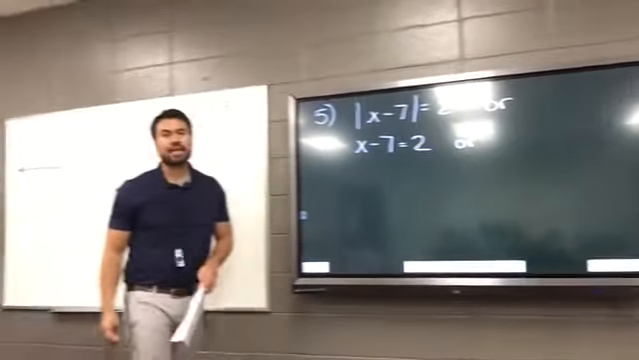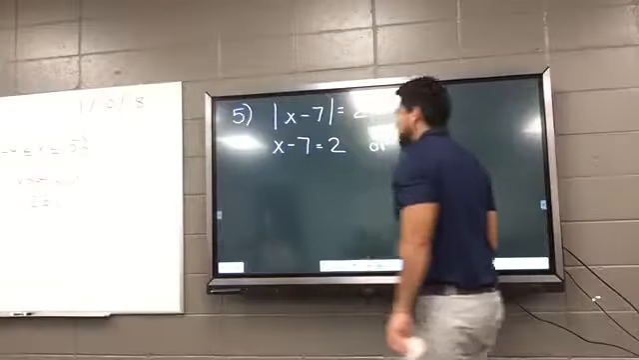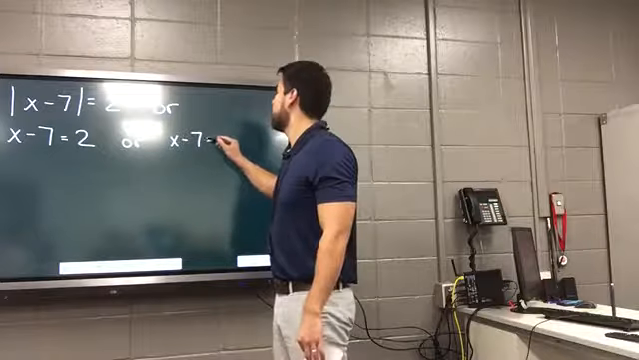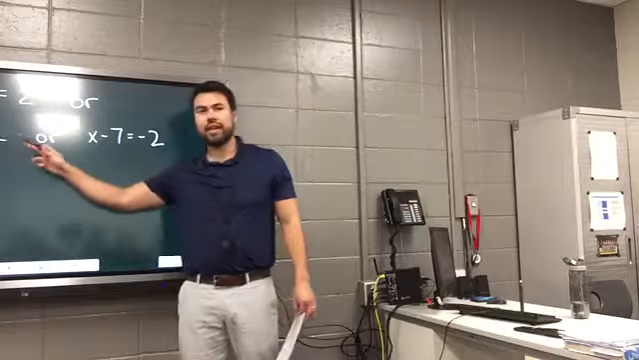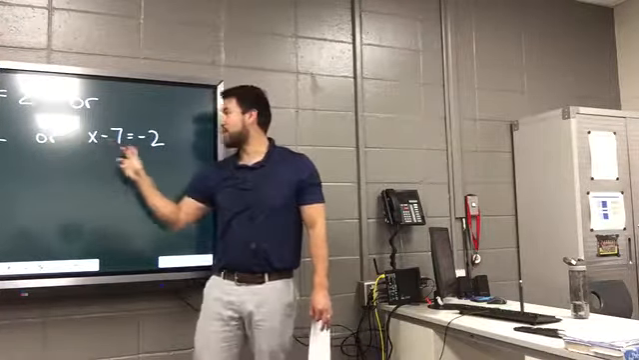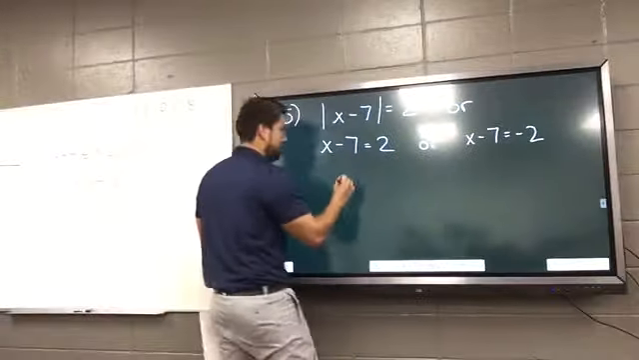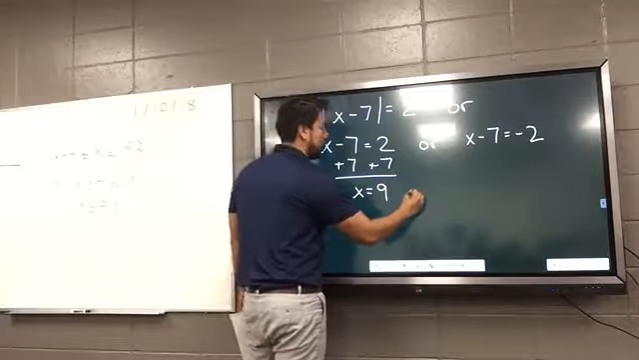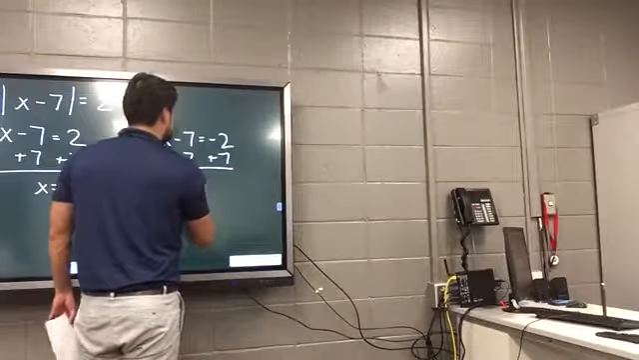And then how do I find that second one? Can anyone give me the second equation? That's it. Have you worked with these problems already? Were you here yesterday? Did we do these? Yeah, once you get to this point, we've already done these problems. So solve for x on both of them. You're going to add 7 to both sides. x equals 9, or add 7 to both sides, x equals 5.